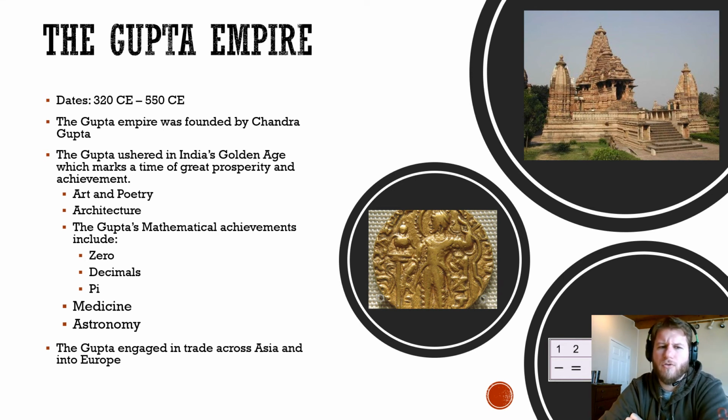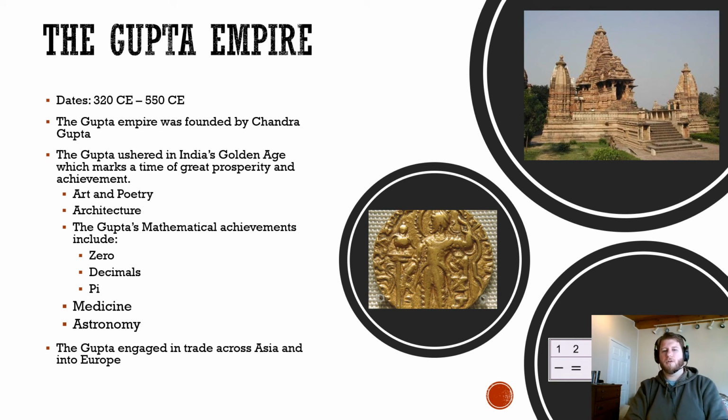This is known as India's golden age, mainly because of, like we talked about before, an age of prosperity. Art, poetry, and architecture become quite big during this period. The mathematical advances, the concept of zero, decimal points, pi, all of that comes during the Gupta Empire, along with advances in math, medicine, and astronomy. The Gupta Empire is just an extraordinarily intellectually diverse period of time.